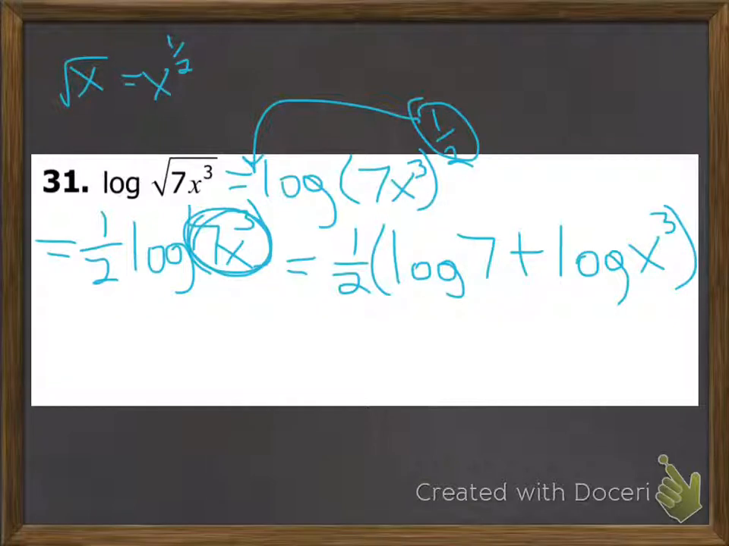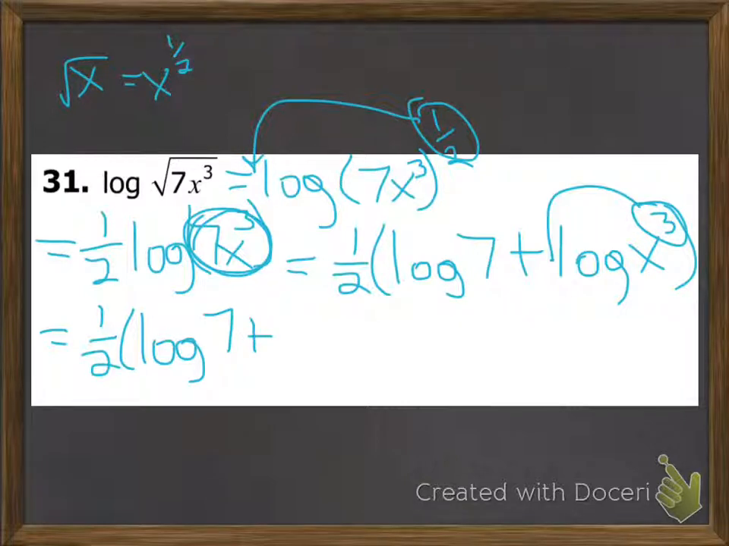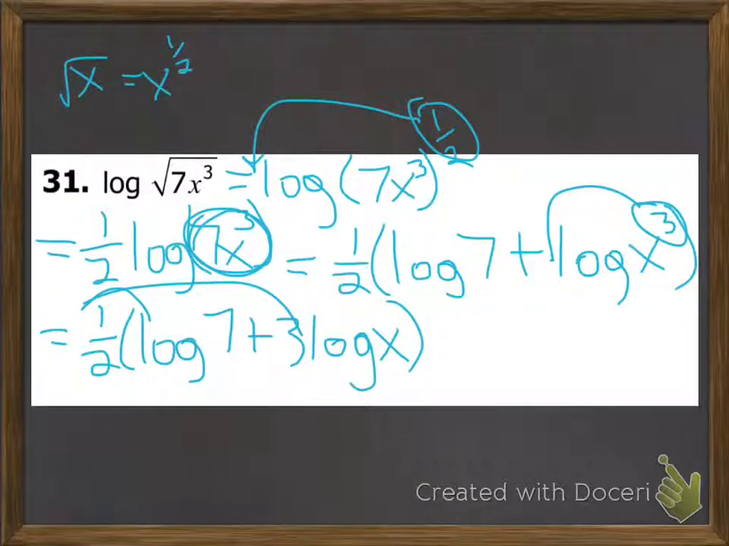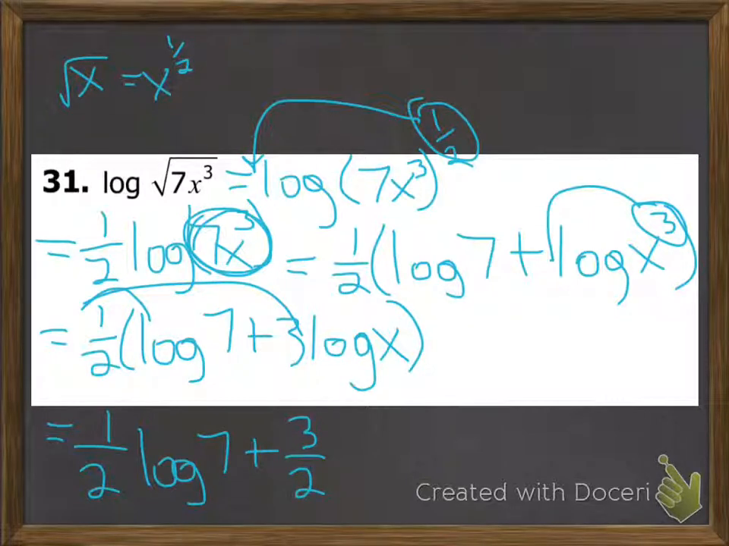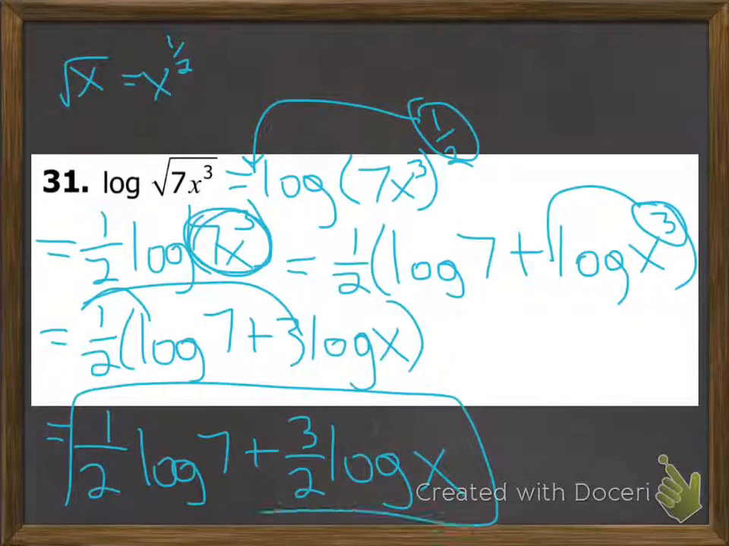So now we have this exponent to take care of and move it in front of the log. So right here, it's going to be 1/2 times log of 7 plus 3 log of x. And then final step in the problem is you're going to multiply 1/2 to each of these. So your final answer is going to be 1/2 log of 7 plus, and then 3 times 1/2 is just going to be 3 over 2 log of x. Final answer for that one.